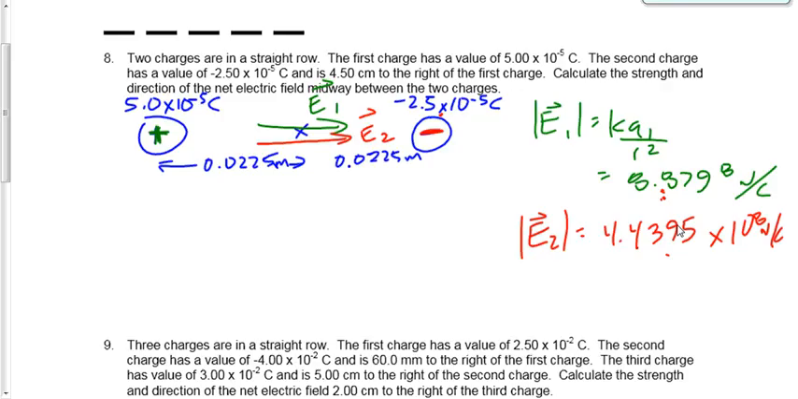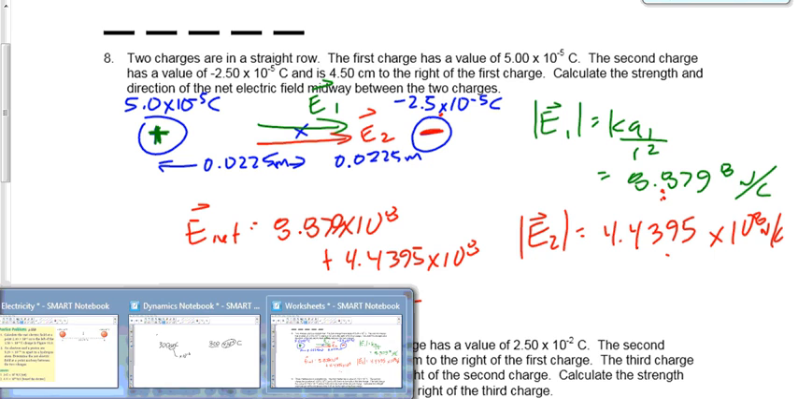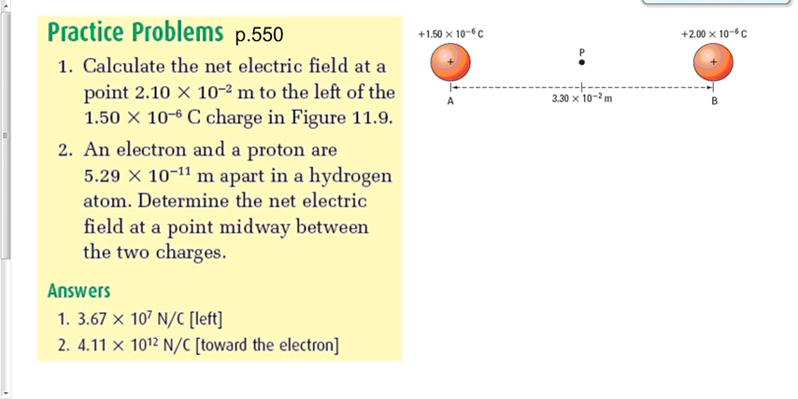Now, they're both in the same direction, so to find the net field we simply add them up: 8.879 times 10 to the 8 plus 4.4395 times 10 to the 8. Good? If they were in opposite directions, then we'd have to make one of them negative. Do you guys have any questions with the practice problems that we had on page 550?